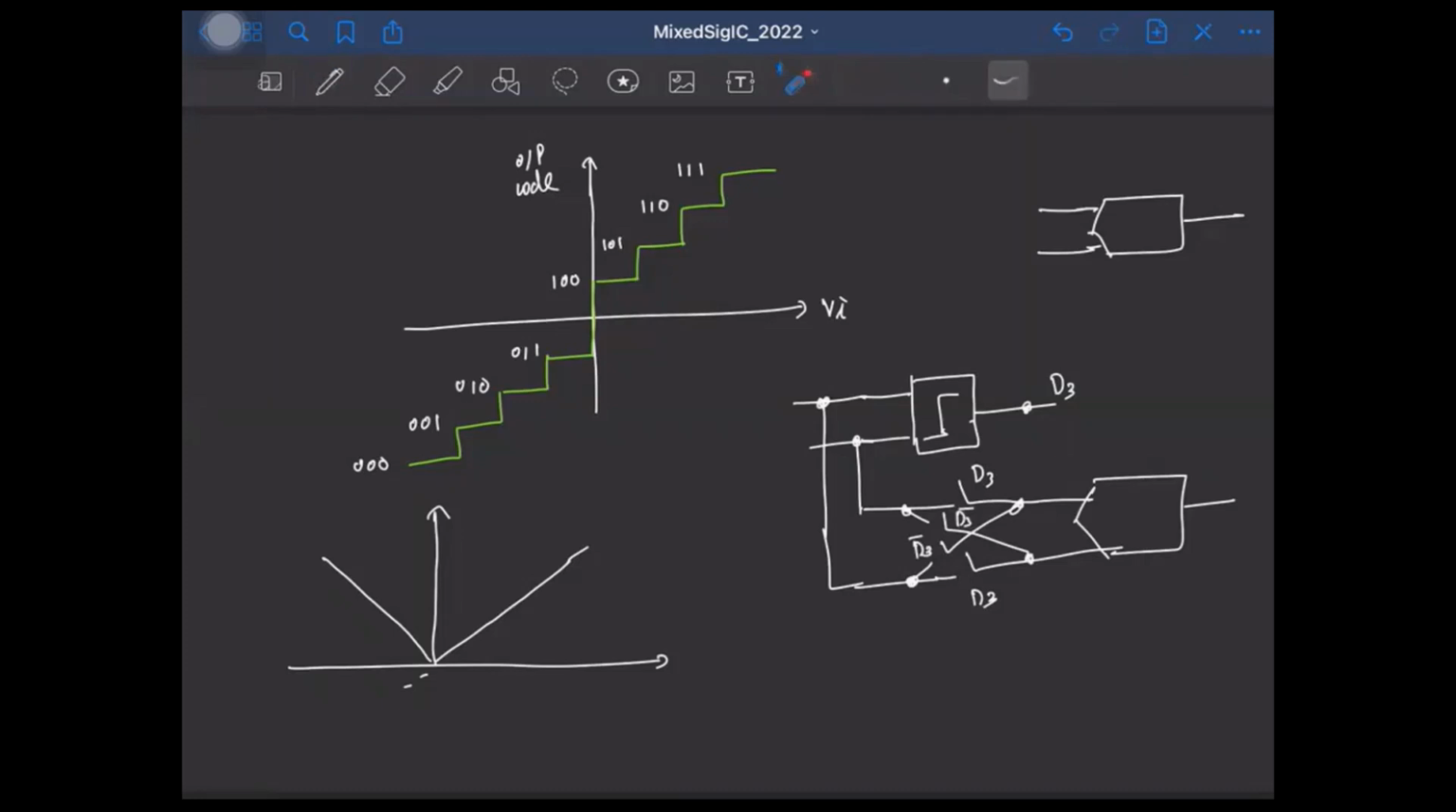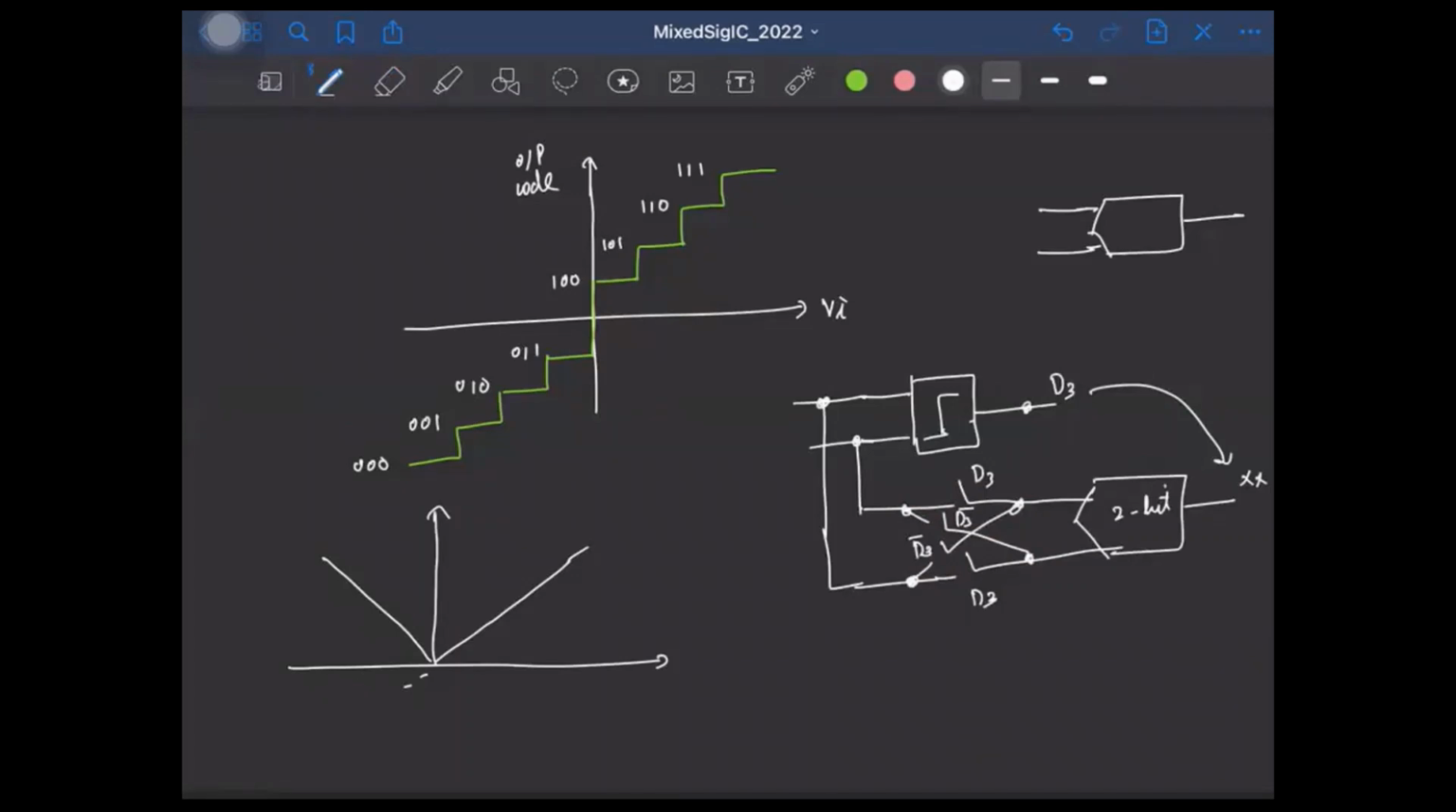Okay, so in this case, when D3 is 0, these two switches will be off. So we'll have this crisscross, right? Which means we are feeding the negative version of the input to the ADC. Right, so this is appended to the 2-bit output that the 2-bit ADC gives, and this way a 3-bit ADC can be realized.